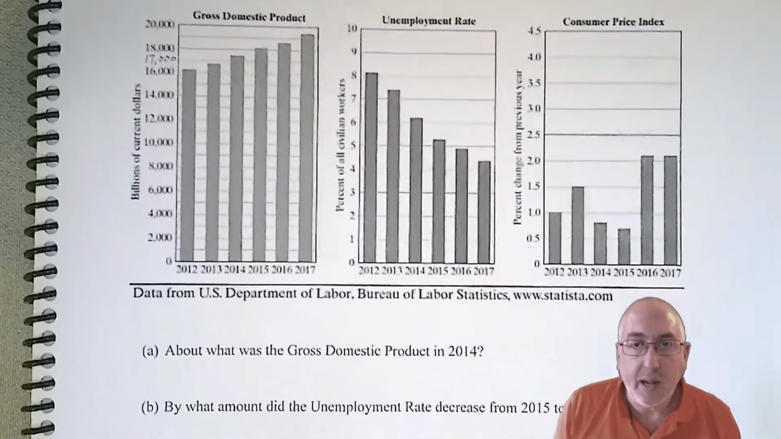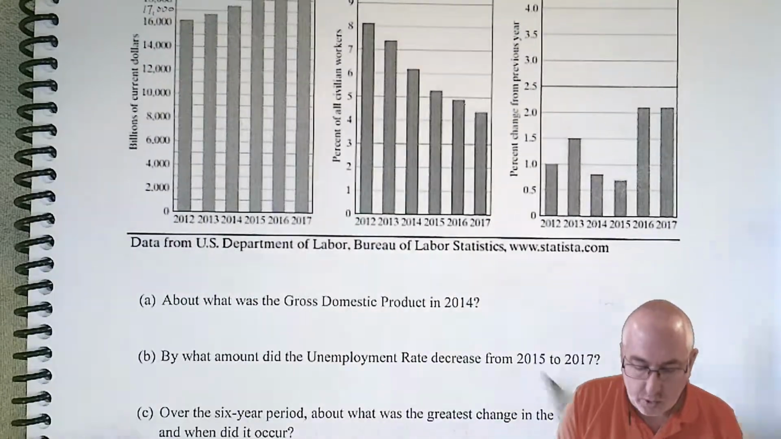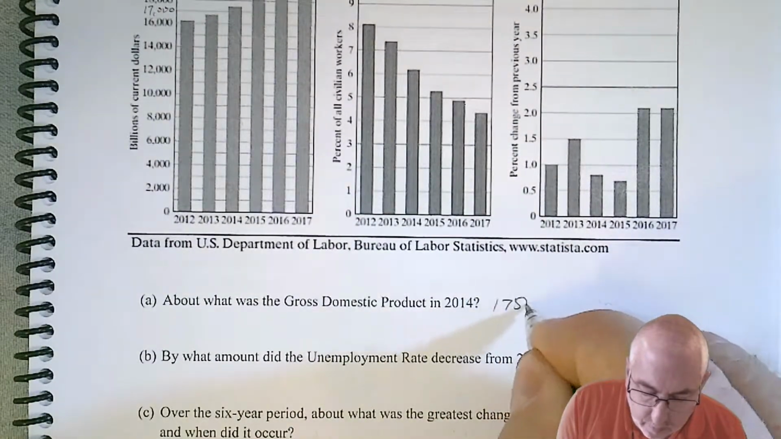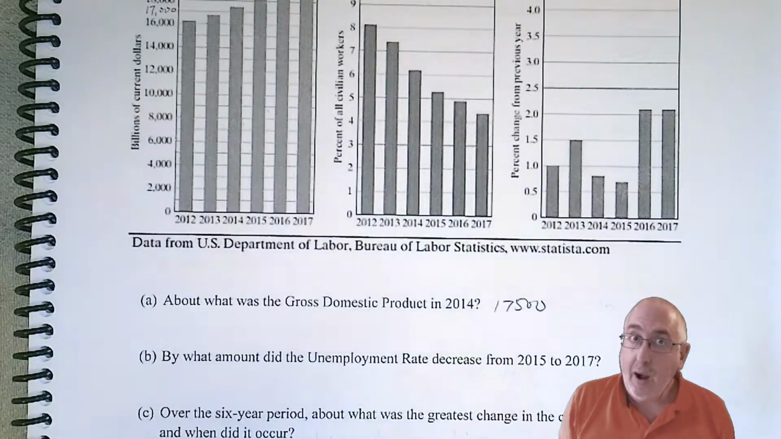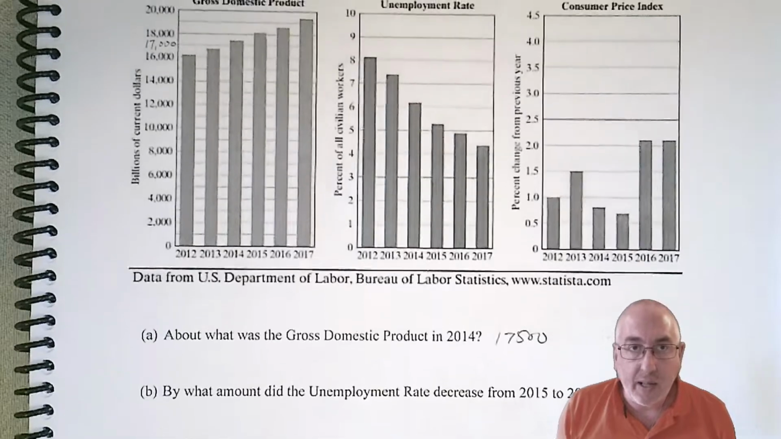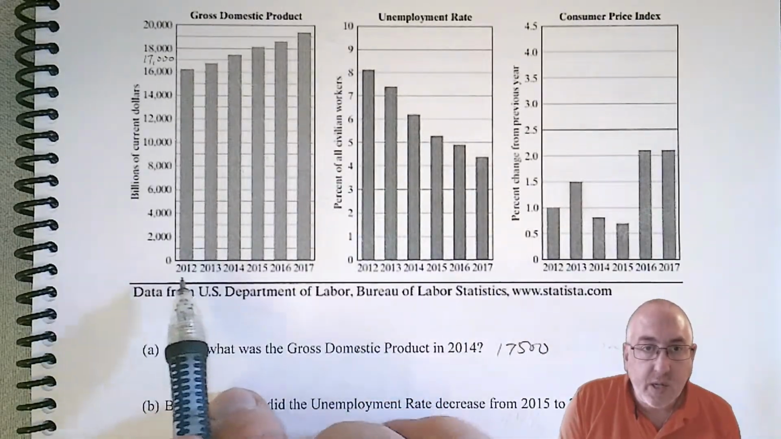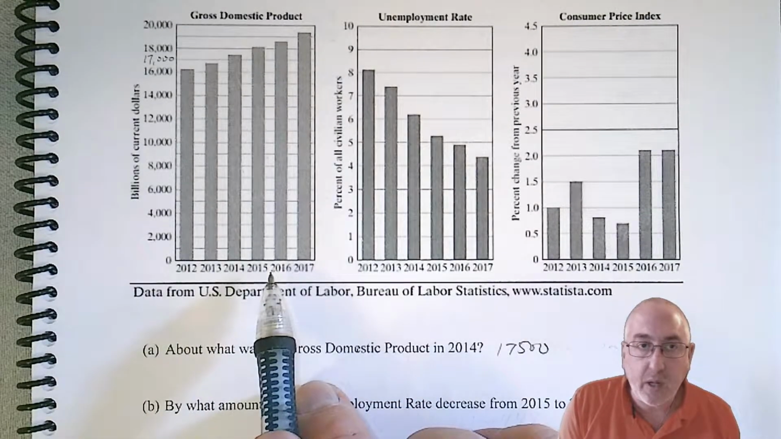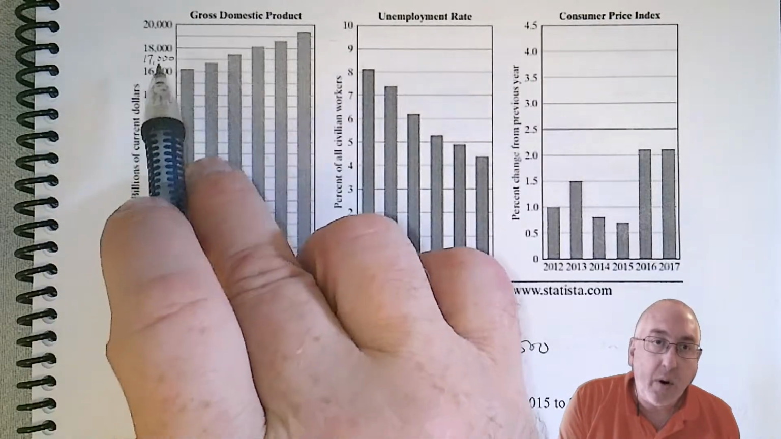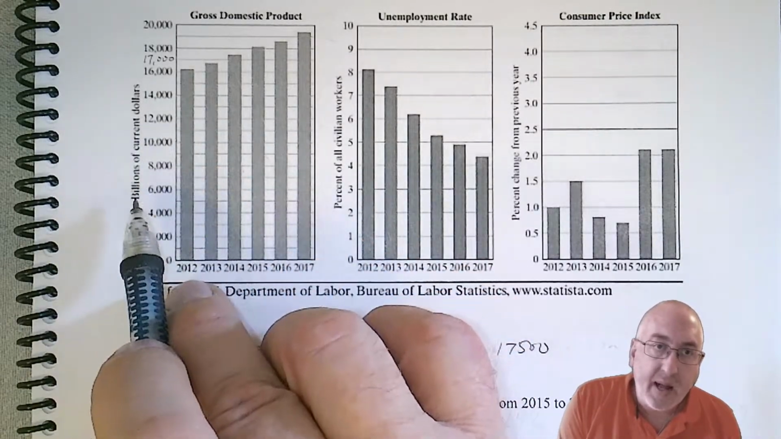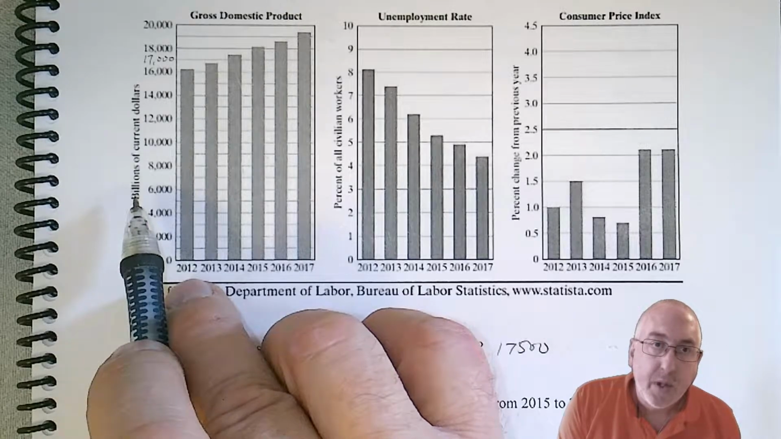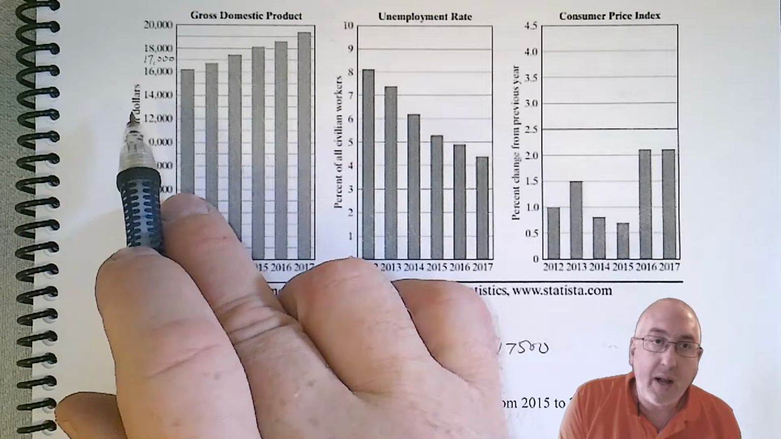Let me zoom back out a little bit. So we got 17,500. But now the most important part is, what are the units? And that goes back to looking at the chart. We can see we have the years across the bottom. That's pretty clear. But what do we have on this side? What are all these numbers representing? And that's where you have to read the label. So, billions of current dollars.